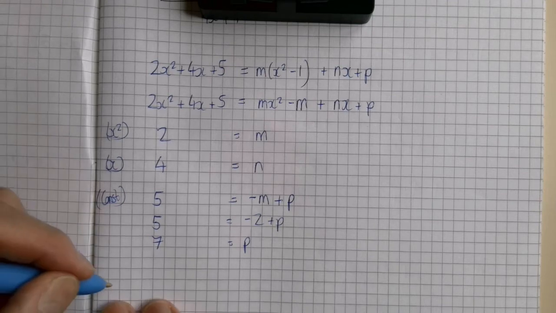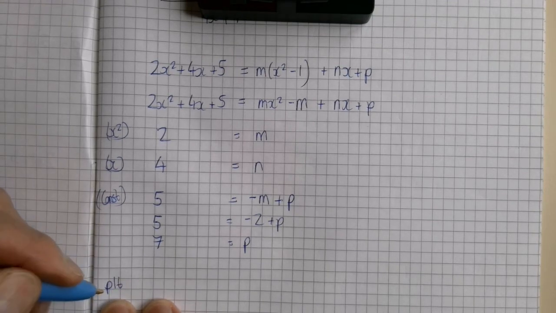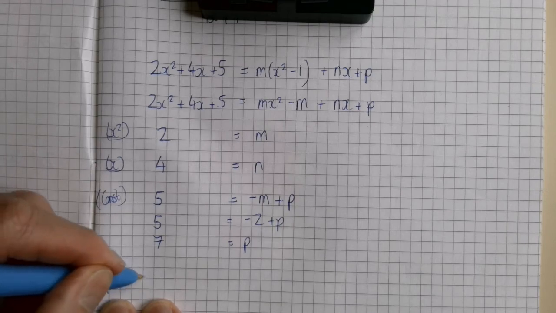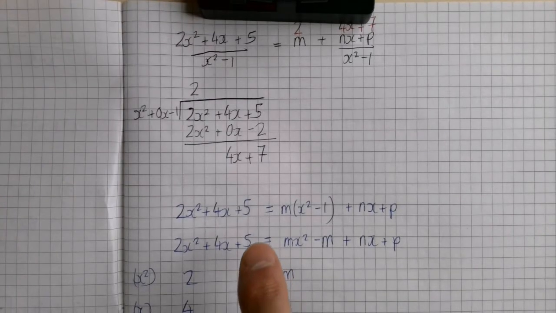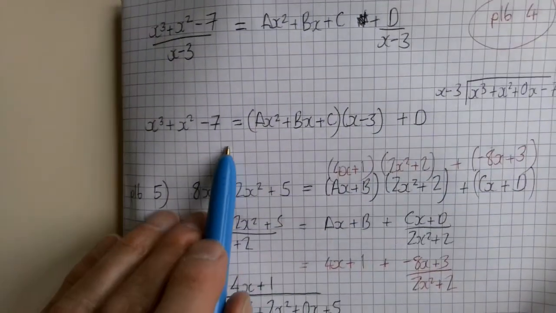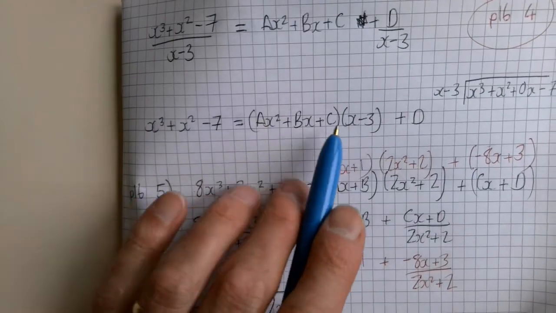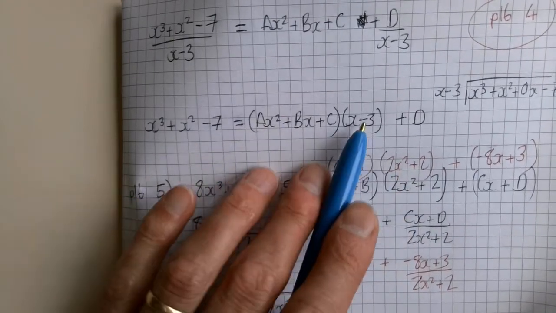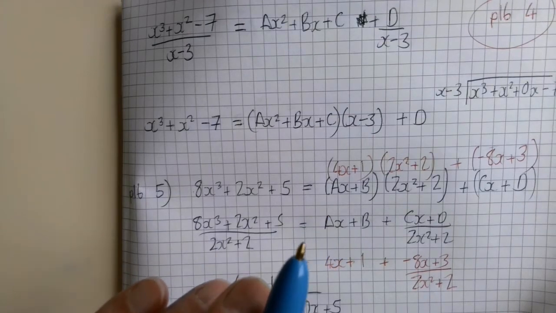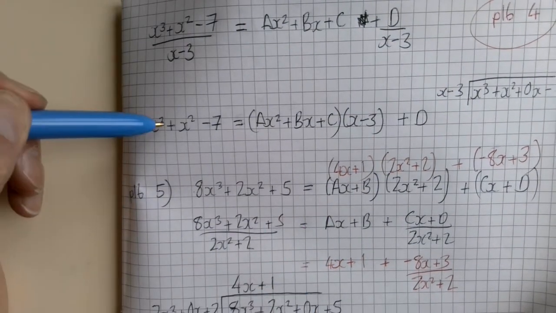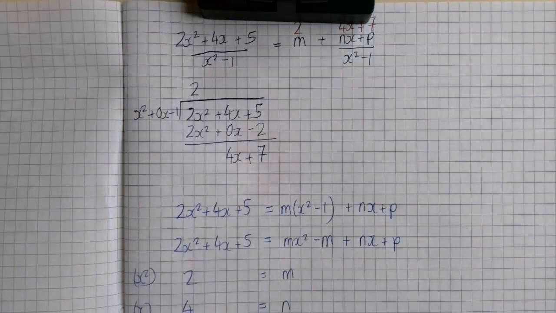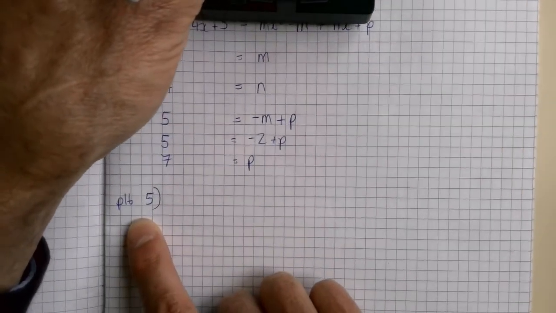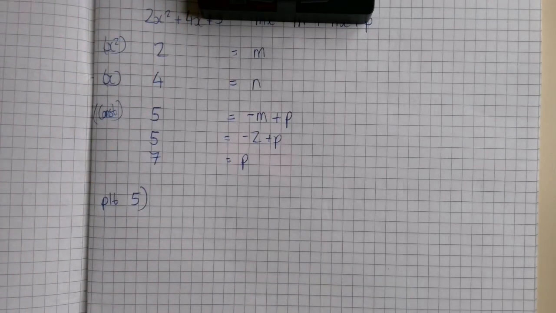So have a go at page 16, question 5. Question 5 is one where it's already written in this form. And that tends to lend itself towards equating because you think, well, I'm going to multiply that out. Remember, this is only an alternative to dividing, so you've still got the option of doing a long division. The same is true of page 16, question 5. You could use the long division method, but yeah, have a go at using question 5.